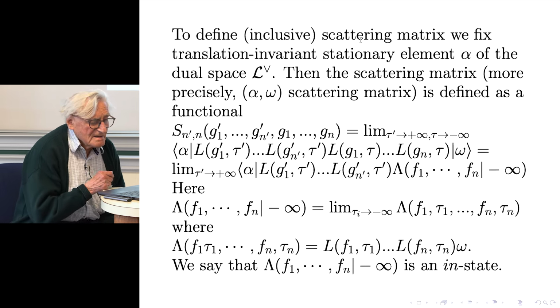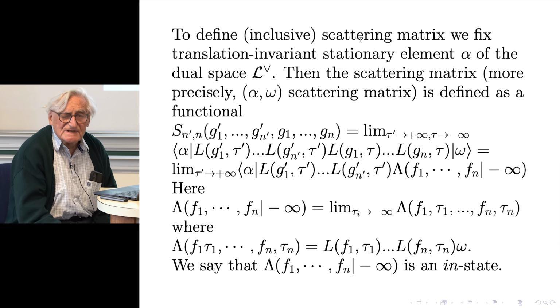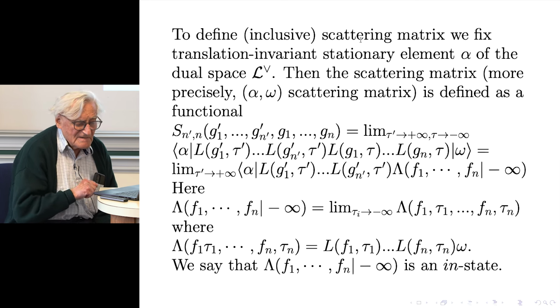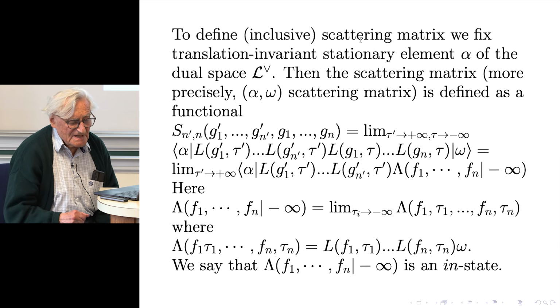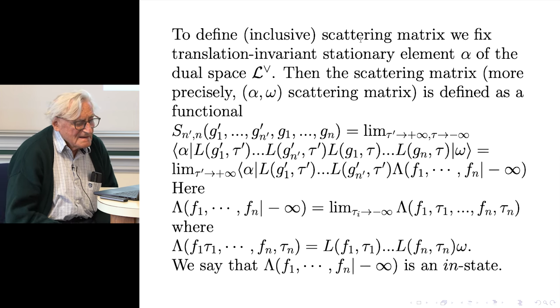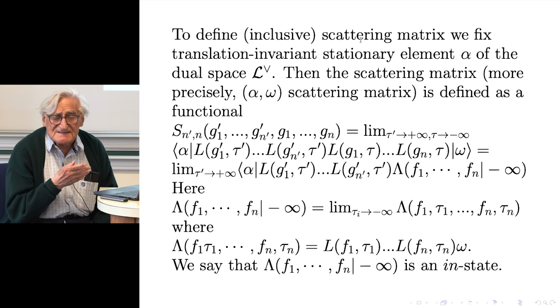Maybe the simplest thing to do is to consider the limit when tau tends to minus infinity first. And then it will be the definition of what is called in-state. And basically, of course, I cannot give a precise proof in this lecture. But basically, what happens? You would like to prove that these limits do exist.